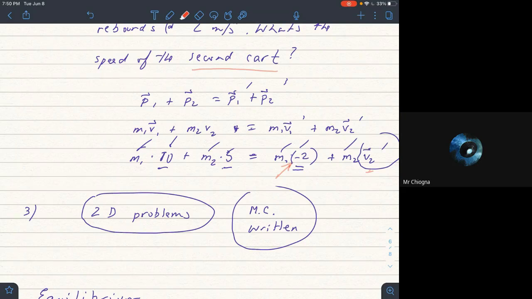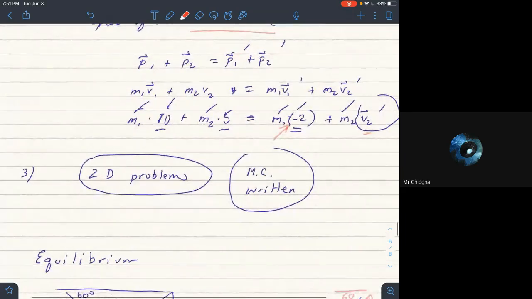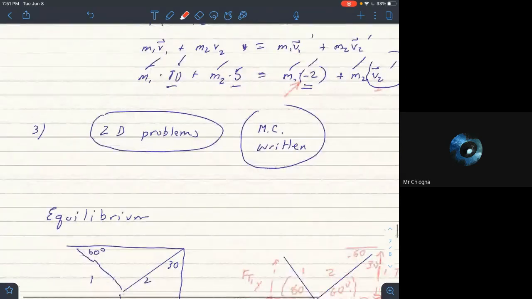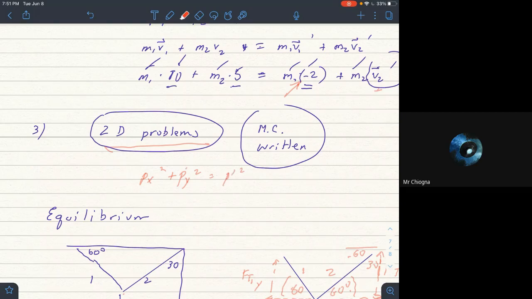It's just simple adding and subtracting. The m1, m2 are numbers, so they'll multiply with the 10, 5, and negative 2 to give you just other numbers. There's no squaring of terms, because it's a one-dimensional problem. As opposed to two-dimensional problems, where you're going to make use of the Pythagorean theorem, right? You're going to find your px and square it, find your py and square it, and that's going to be equal to your p prime squared. These will all be primed.